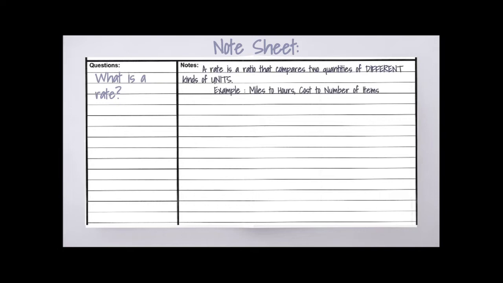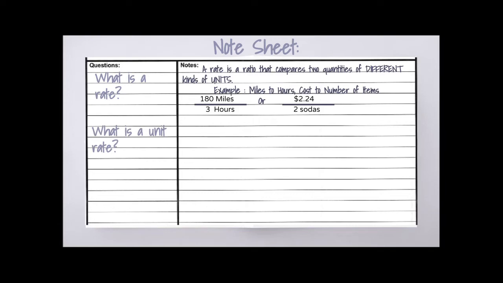So here are 2 examples to write down. Miles to hours, which is kind of how we gauge our speed in our vehicles, and the cost to number of items. So if I say I'm going shopping and I'm buying 3 pairs of shoes, and I buy all the same shoes and I spend a certain amount of money, I'm comparing the cost to the number. So here are 2 examples of rates. 180 miles in 3 hours. Or I spent $2.24 on 2 sodas.